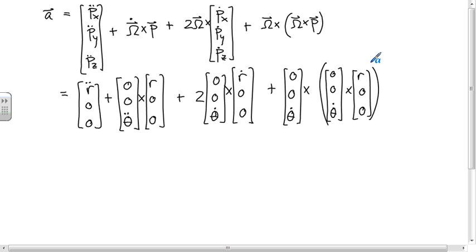Multiply that all out and you get this sort of messy thing: r double dot minus r theta dot squared for an x component, 2 r dot theta dot plus r theta double dot as a y component. And again, that's something you can look up online. It's a formula that's often just presented. That's how you calculate it. But you can make sense out of where these come from using this idea of rotating coordinate systems.